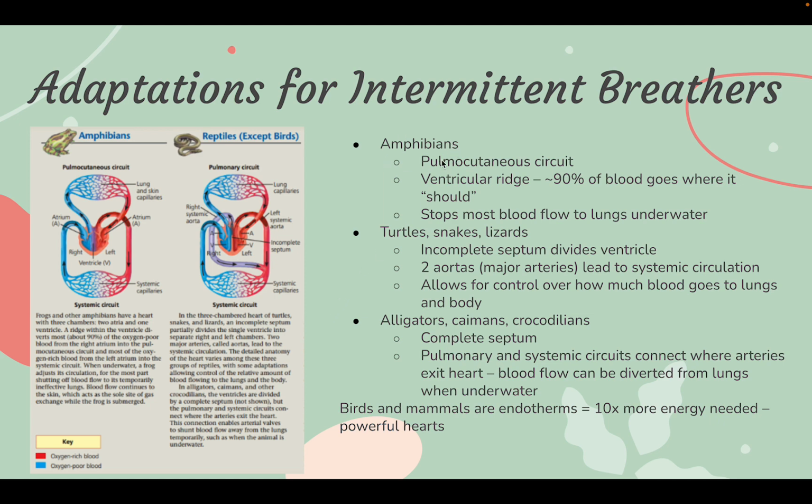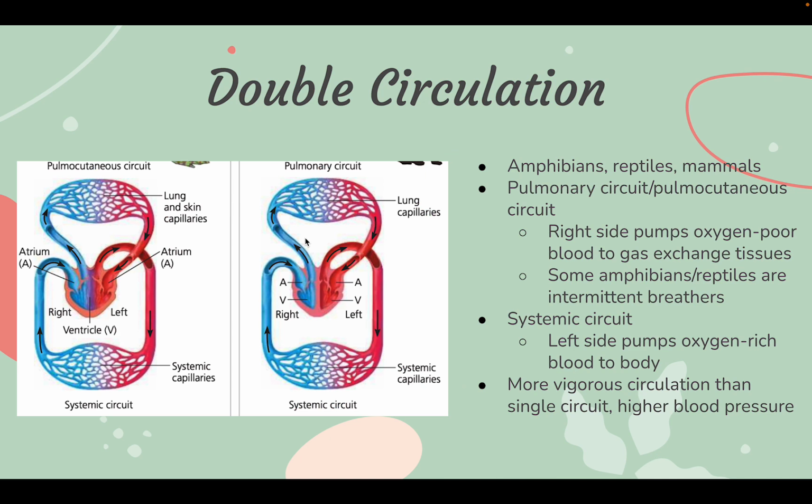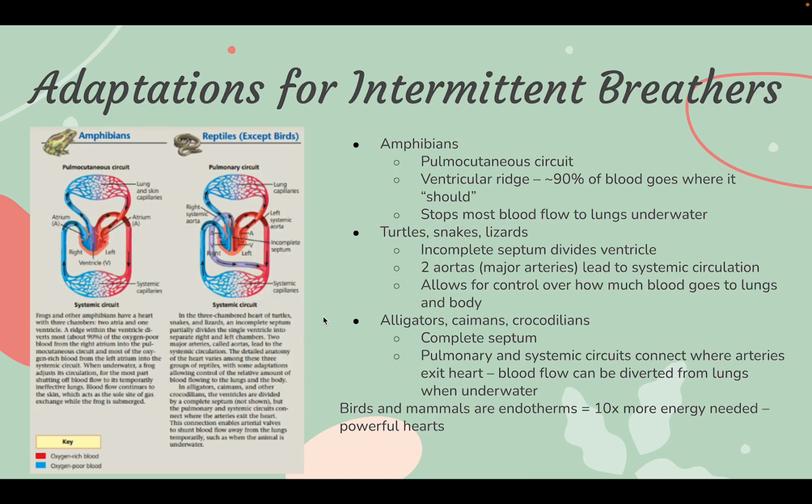For amphibians, they use the pulmocutaneous circuit, and they have a ventricular ridge instead of a complete septum like mammals do. As a result of this ventricular ridge, about 90% of blood goes where it should go. There is some mixing of oxygen-rich and oxygen-poor blood, but this is advantageous for them because when they are underwater, they can stop most of their blood flow to their lungs. So this is something nice for them.